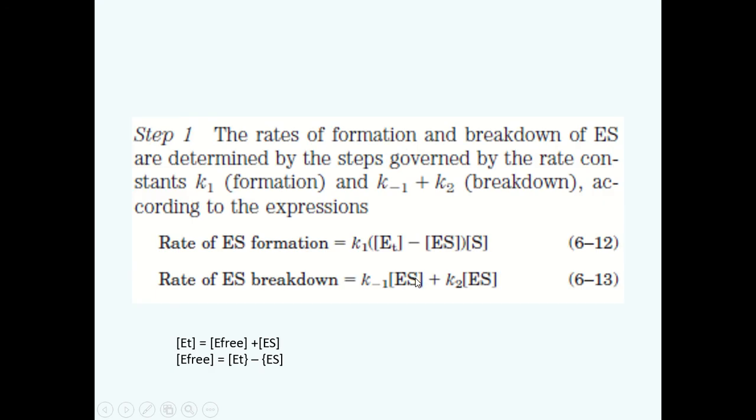Now we have talked about the steady state. The steady state says that at a given concentration of the substrate, when it is saturating, the concentration of the enzyme substrate complex remains constant. So that means the rate of formation of the enzyme substrate complex is equal to the rate of the breakdown of the enzyme substrate complex, because the concentration of ES is constant. So the rate of formation is equal to the rate of breakdown.